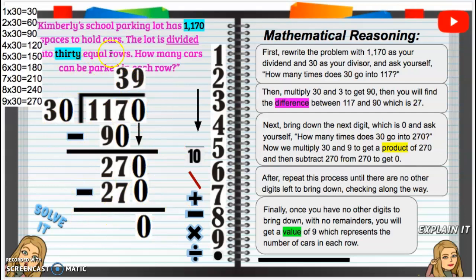You will get a value of, oh, not 9. Oh my goodness, 39. Sorry. You will get a value of 39, which represents the number of cars in each row. So a value of 39 is our total of 39 cars in each row.